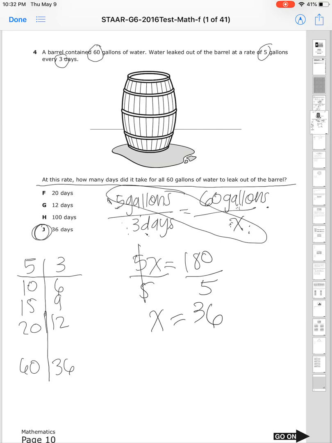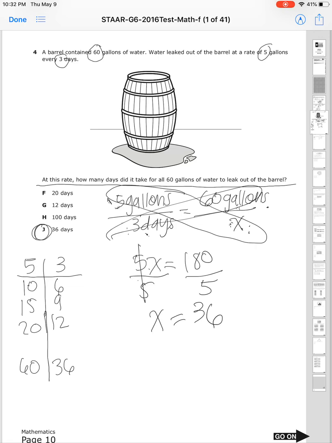So all I need to do is cross multiply. So 5 times x is 5x. 3 times 60, right, is 180. And then I have to do the inverse operation. So divide by 5, and x is equal to 36.